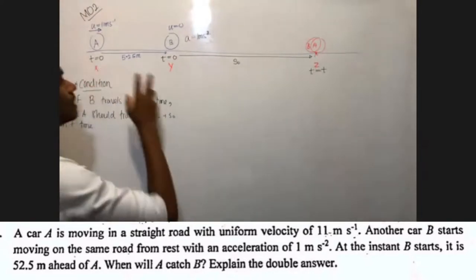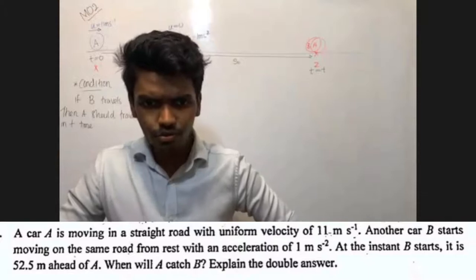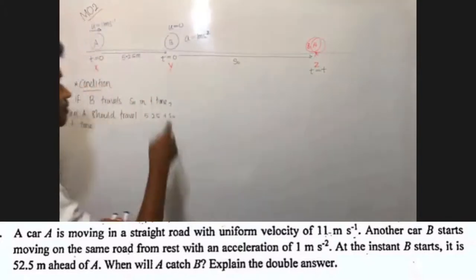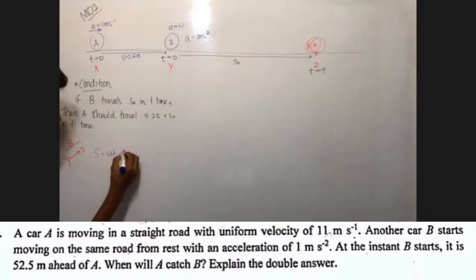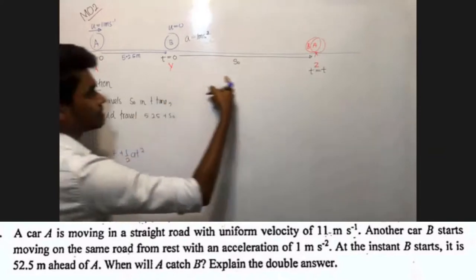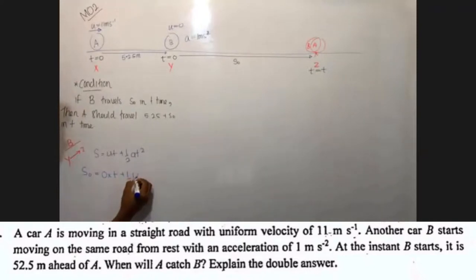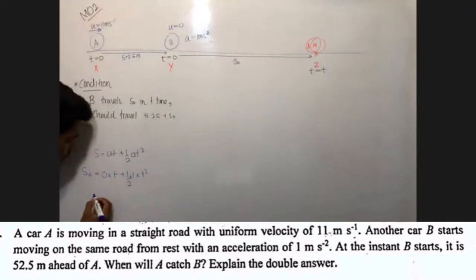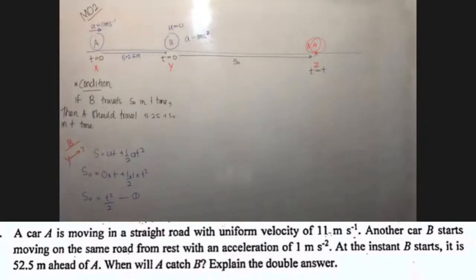Okay, so B is performing what kind of motion? B starts moving on the same road with an acceleration, so from Y to Z it is an accelerative motion. So S equals ut plus half a t squared. What is the distance he moves? S naught. What is the initial velocity of him? He starts from zero. Acceleration is one. T squared is unknown. So S naught equals T squared over 2, first equation.